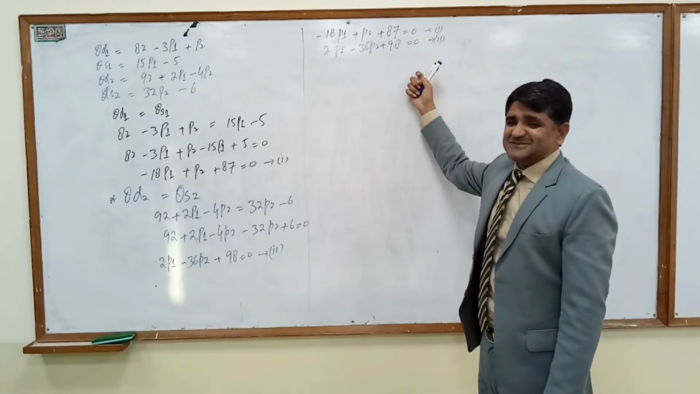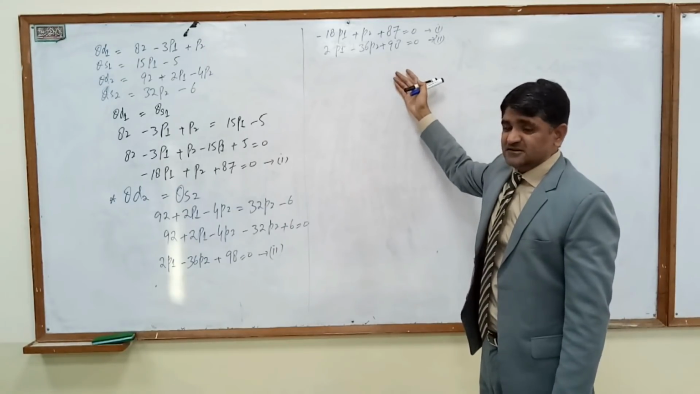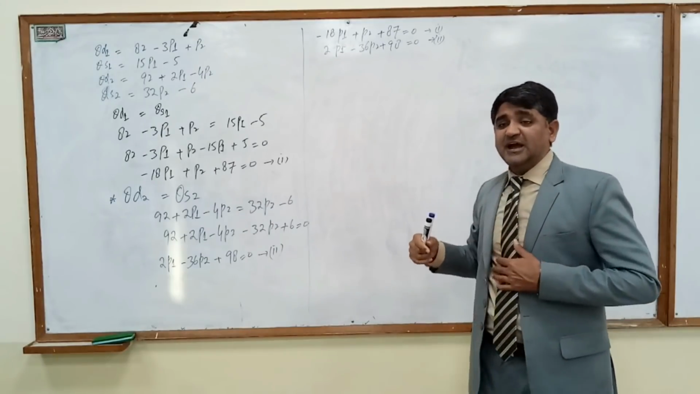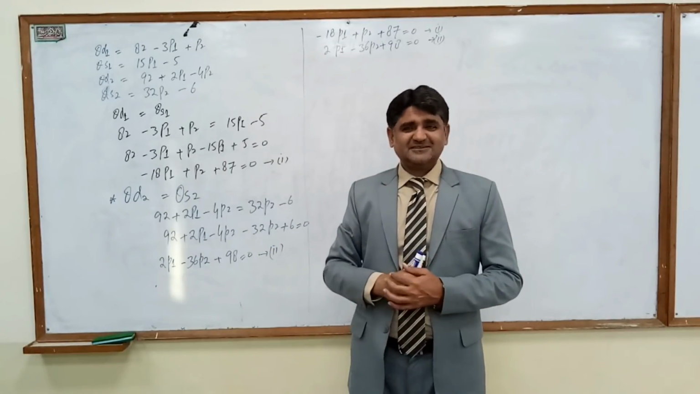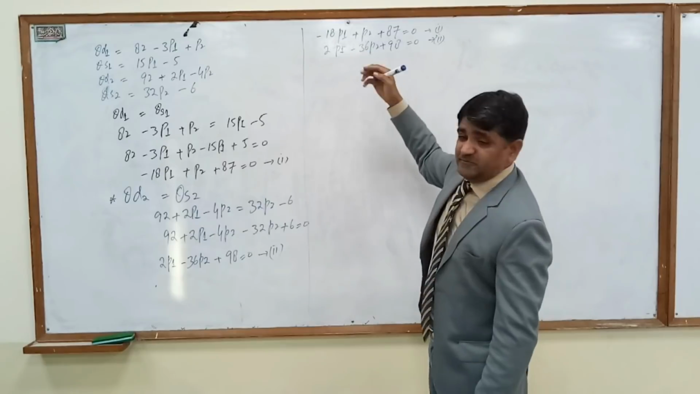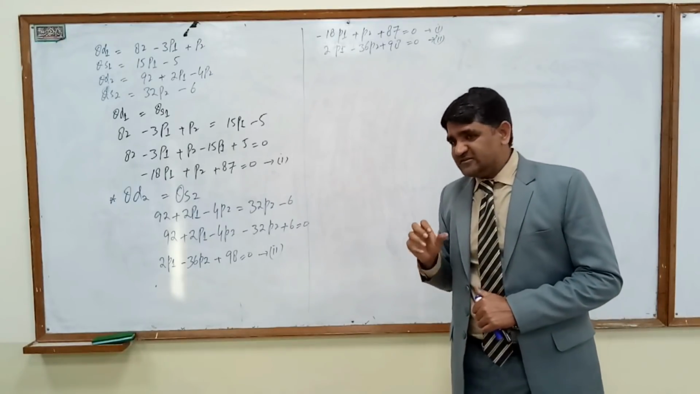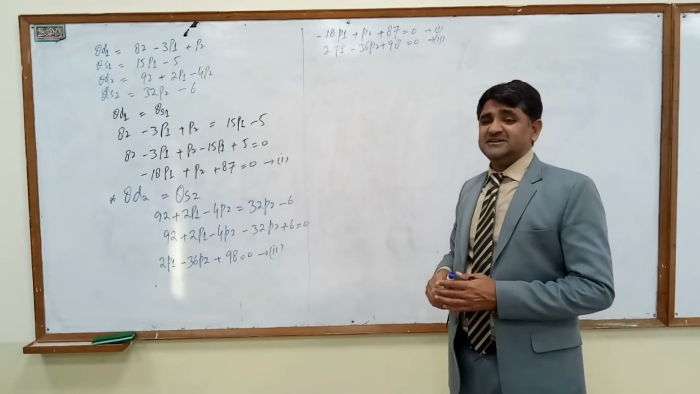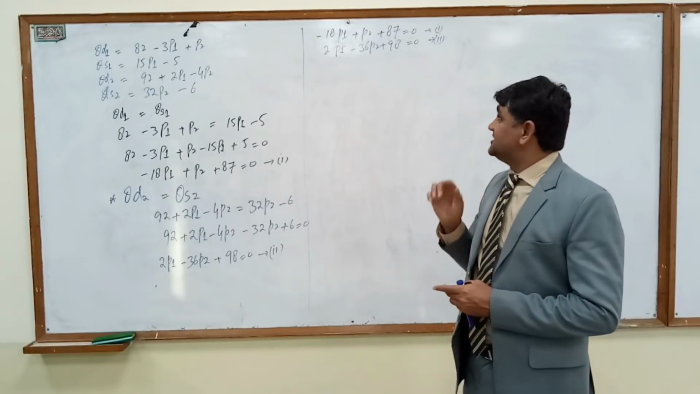And how do we solve a system of linear equations? There are 4 methods we have done in detail in exercise 3.1. One is the elimination method. To determine the value of one variable, first we have to eliminate one of the variables. If I want to eliminate p1, when can it be eliminated? If their coefficients are the same with opposite sign.